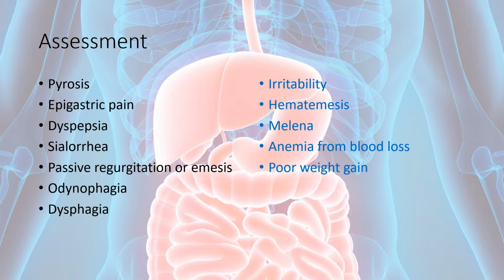So first we have pyrosis. Pyrosis is heartburn. Next, your patient will complain of epigastric pain. Now, whenever your patient complains of epigastric pain, you really need to rule out chest pain. Chest pain is an emergency. So make sure you ask your patient questions like, does it get better or worse after eating? Does it get better or worse with laying down? Once we rule out chest pain, we can be sure that the epigastric pain is related to reflux and not a cardiac issue. Next, we have dyspepsia, which is indigestion.